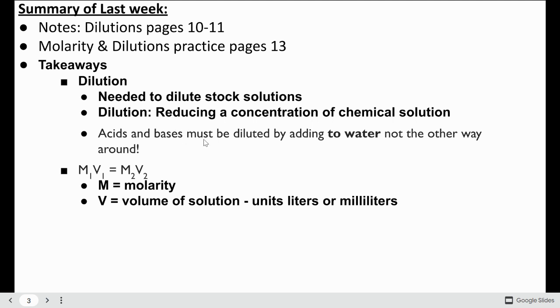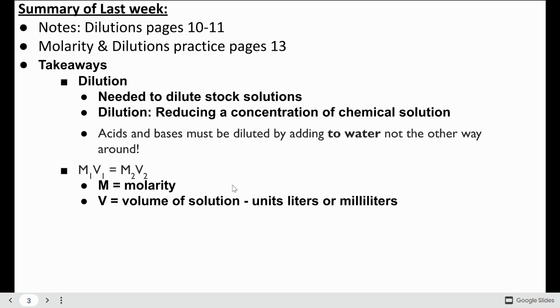Next thing we did was talk about dilutions. We dilute solutions because generally we begin with stock solutions. It's just cheaper, it's easier, and then it gives us the availability to make all sorts of different concentrations. So dilution is reducing the concentration of a chemical solution. When we dilute, especially with acids and bases, we always dilute by adding to water, not the other way around. We add to water because water has a high enough heat capacity that it can absorb the heat that's produced when we make a dilution.